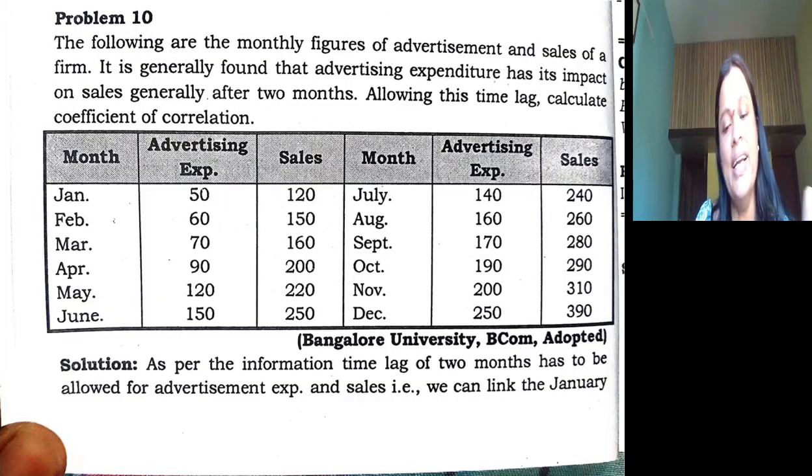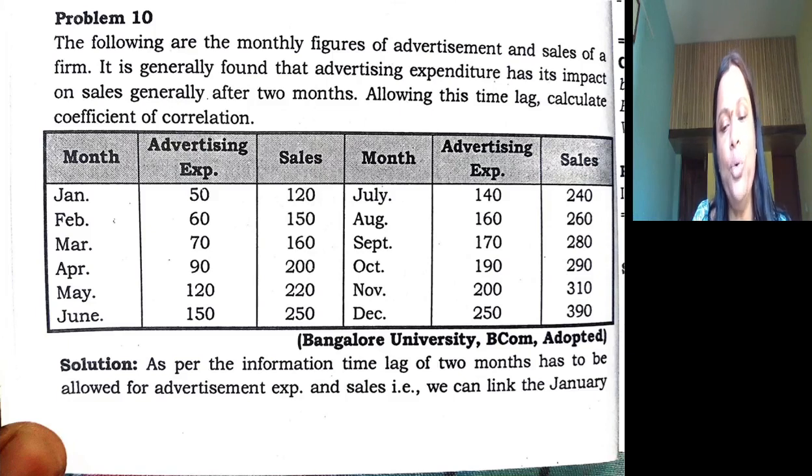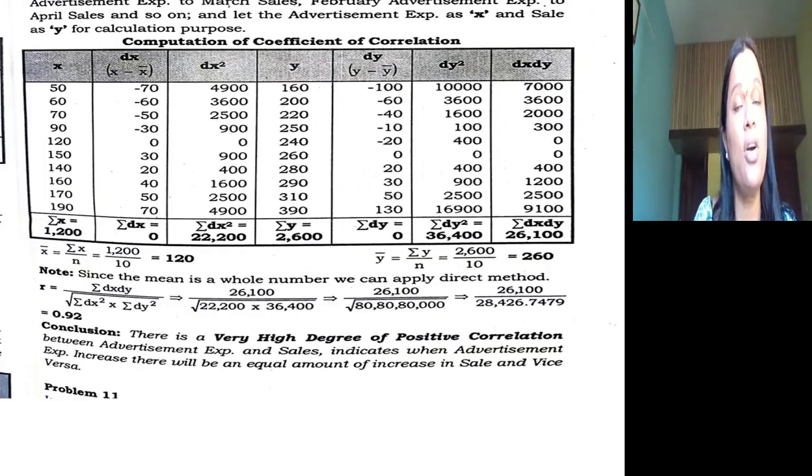December's 390. We cannot take November month and December month's advertisement expenses because November month advertisement expenses will create impact on sales of January of next year, which is not given in the problem. So that's why we took which months? January to October's advertisement expenses, March to December sales as a base to arrive at the answer, because we should have a time lag of 2 months.